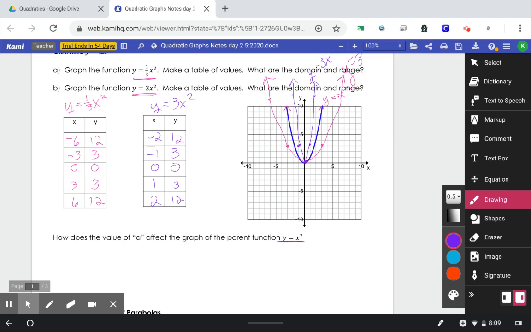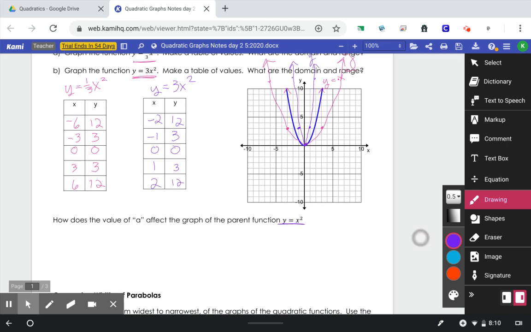When we look at y equals 3x squared, the number 3 actually made the graph skinnier, or it took all of these points and squeezed them together. It is stretching it up, making it skinnier away from the x-axis.